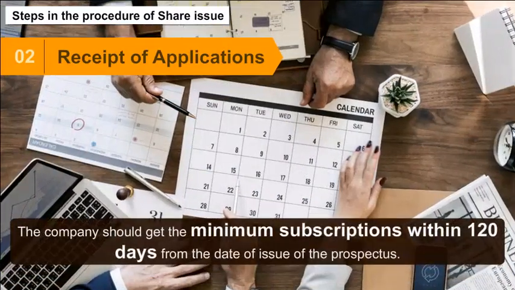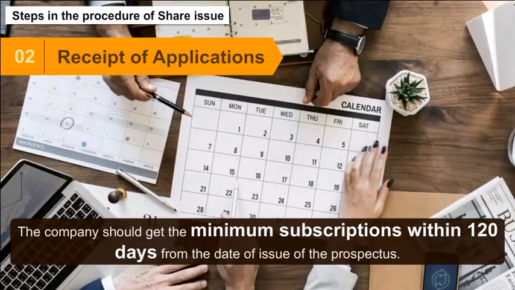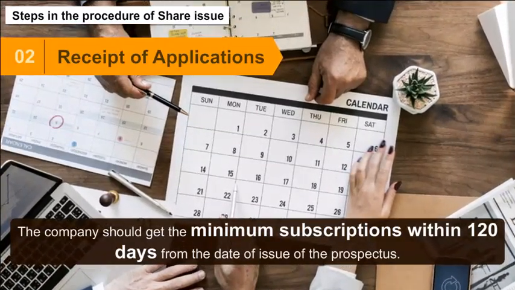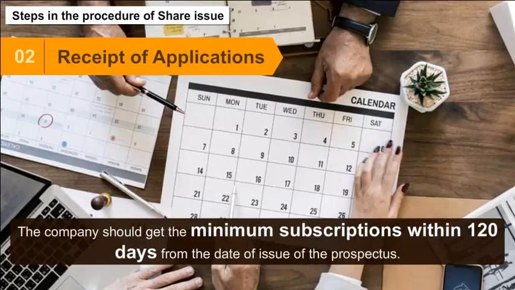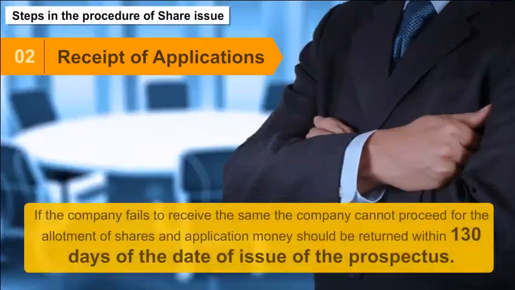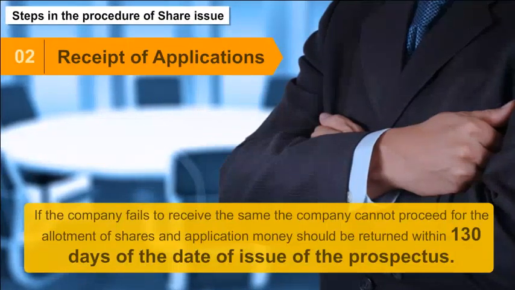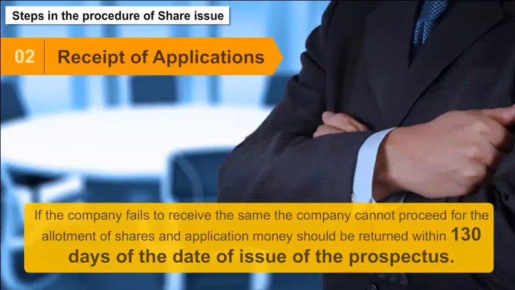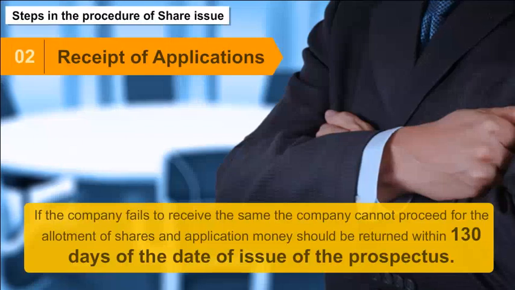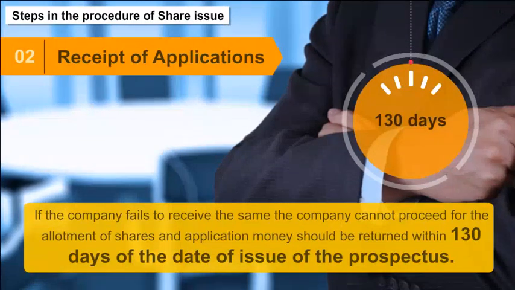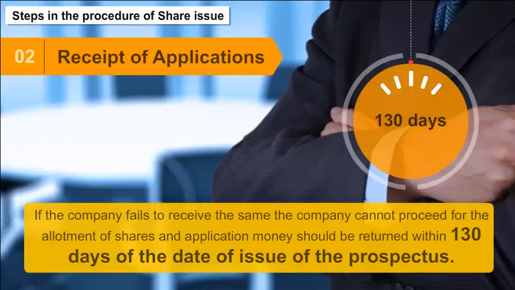The company should get the minimum subscription within 120 days from the date of issue of the prospectus. If the company fails to receive the same, the company cannot proceed for the allotment of shares, and application money should be returned within 130 days of the date of issue of prospectus.